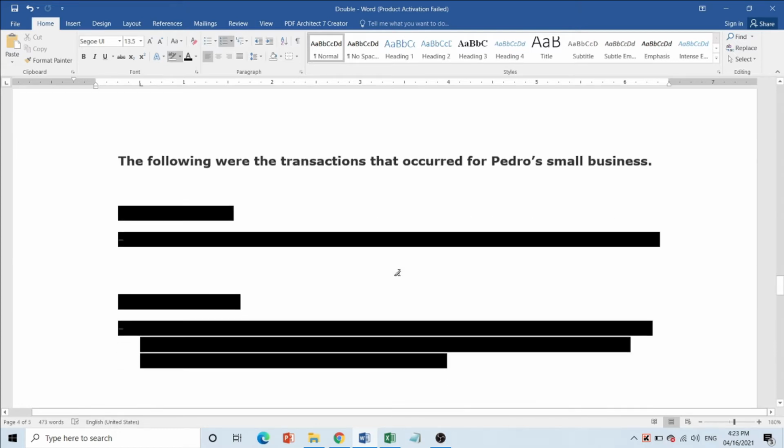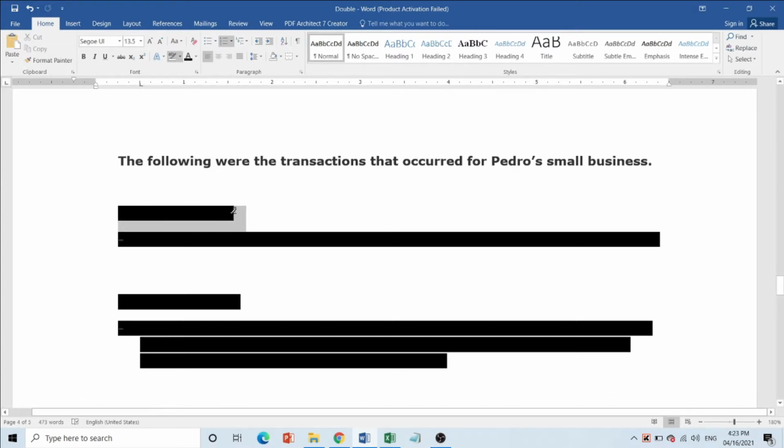So ito po, this is sample. The following were the transactions that occurred for Pedro's small business. Okay, yung owner po dito is Pedro. So take note na si Pedro po is an individual, and since he is an individual, his business can be considered as sole proprietor. Okay? Mag-isa lang siya na owner, so sole proprietor po ang ating business.